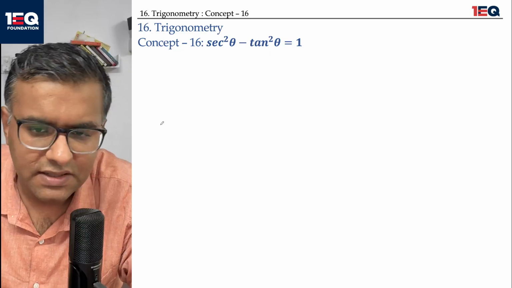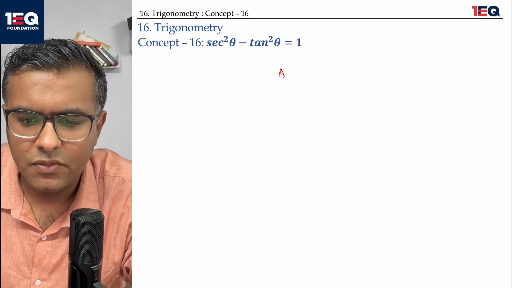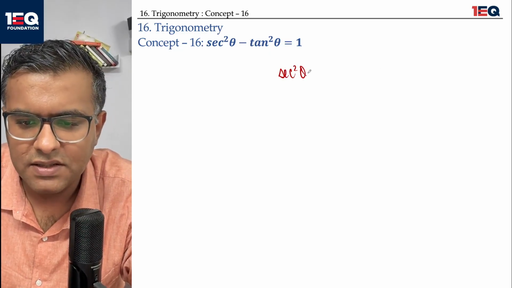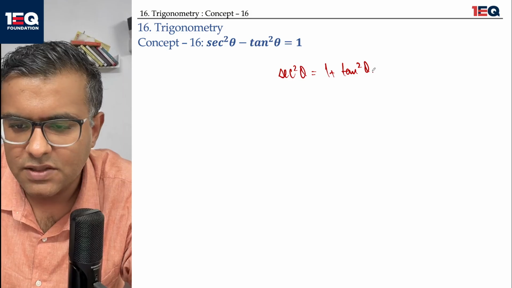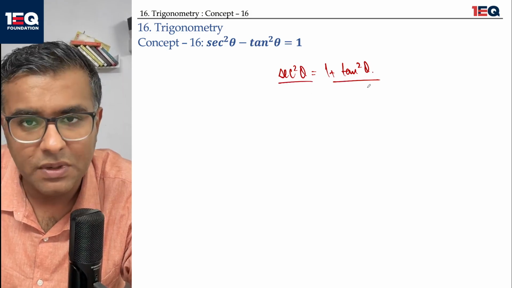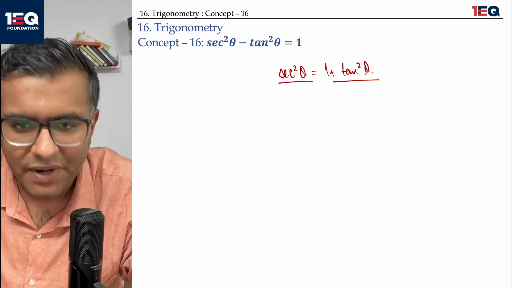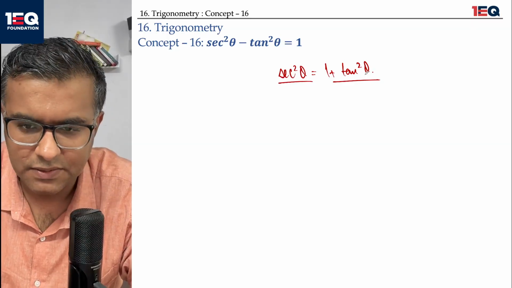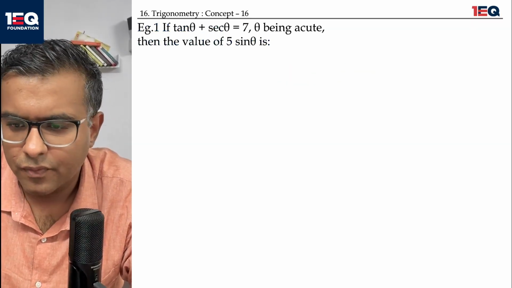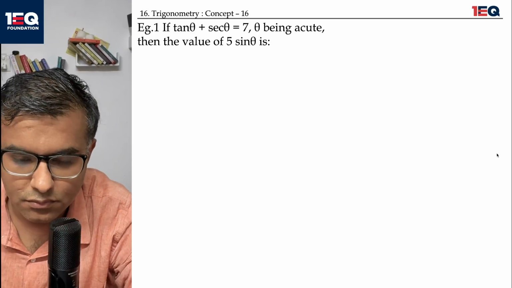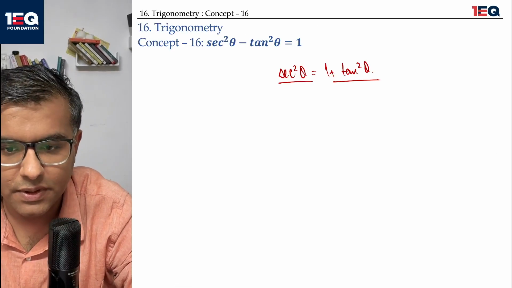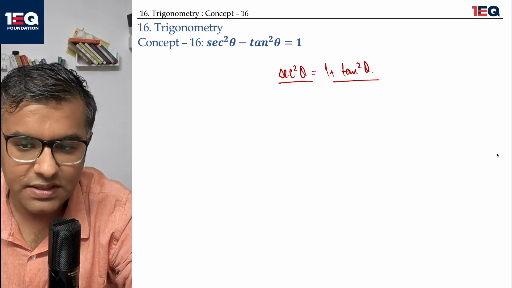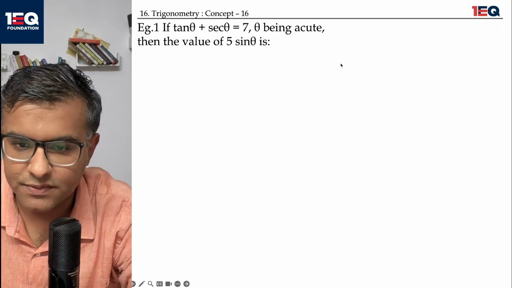Sec square theta minus tan square theta is equal to 1. The better way of me saying it is sec square theta is equal to 1 plus tan square theta. This is a better way of remembering it. Nothing else. So moving forward, we now know the identity sec square theta is equal to 1 plus tan square theta. So we'll be employing it here as well.